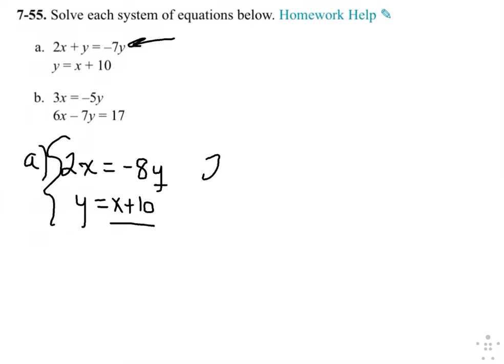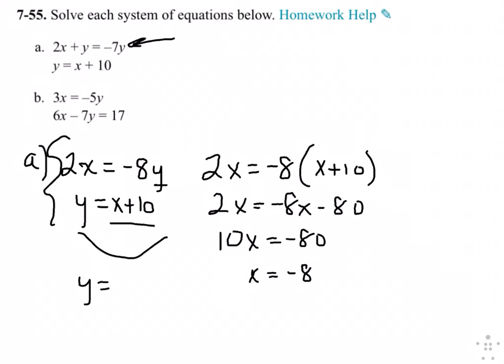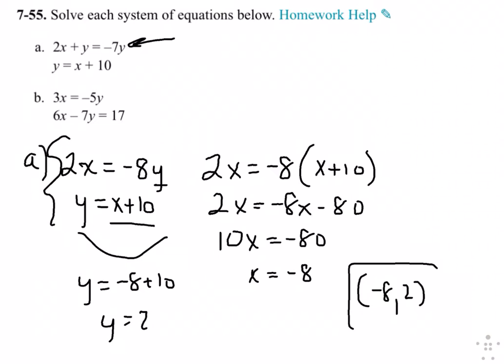So I get 2x equals negative 8 times x plus 10, right? Substitute x plus 10. So 2x equals negative 8x minus 80. Add 8x to both sides. 10x equals negative 80. Divide by 10, x equals negative 8. And then here, y equals negative 8 plus 10, y equals 2. So negative 8, 2 would be the ordered pair.